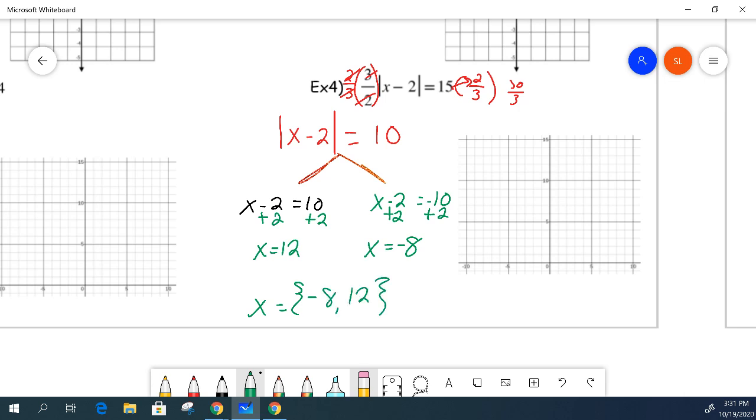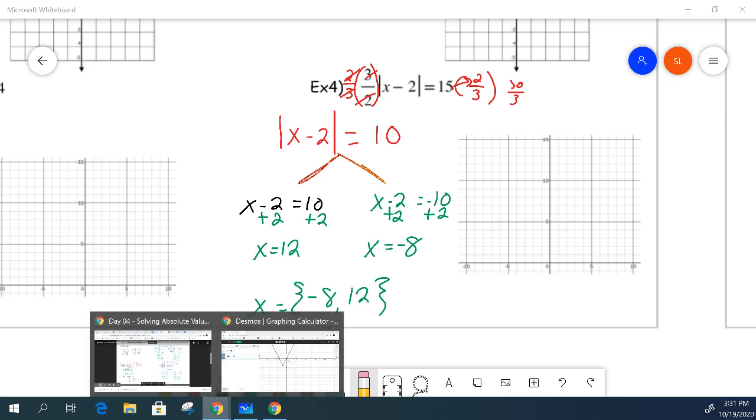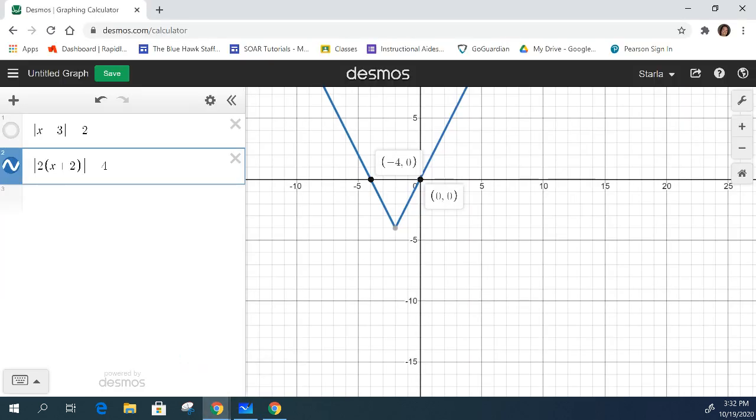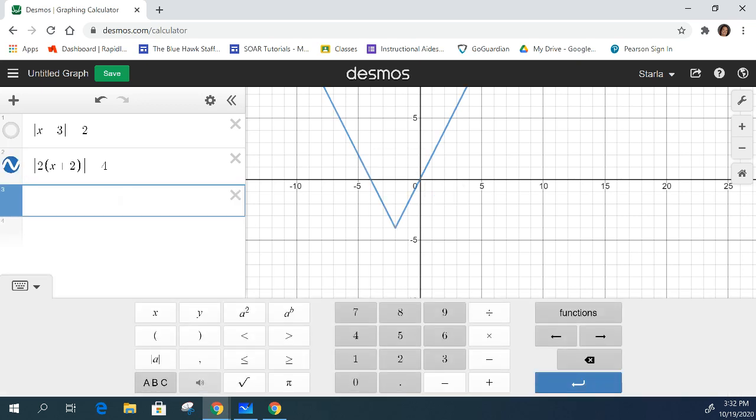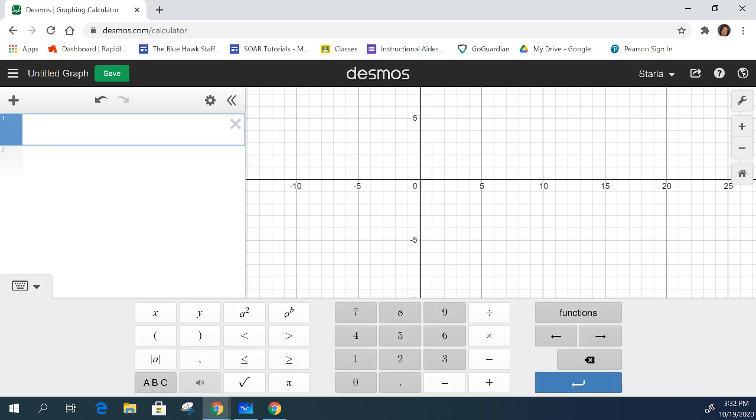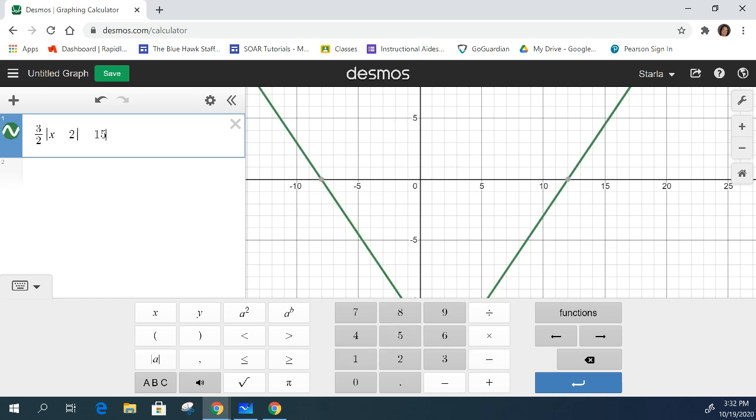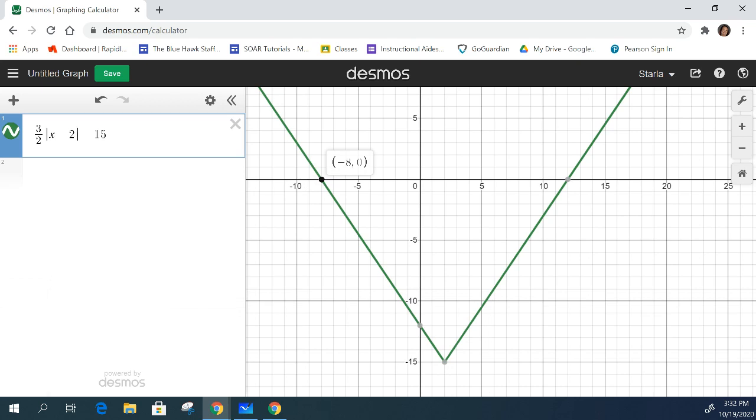All right, and let's go ahead and plug that into Desmos to check our answer. So we have 3/2 times the absolute value of x minus 2, and then we will move that 15 over. And looking at your zeros, you have -8 and +12, which is exactly where we said they were going to be.